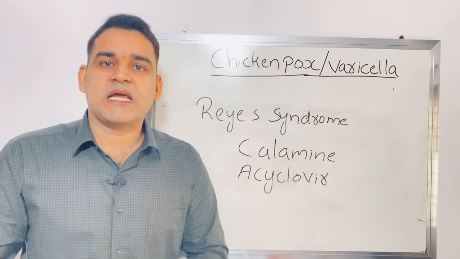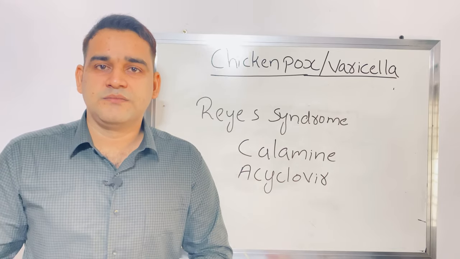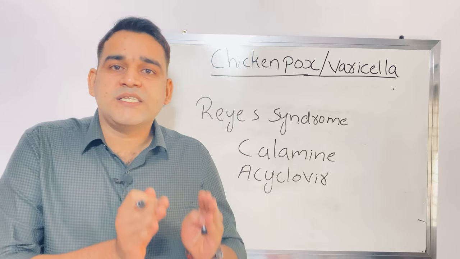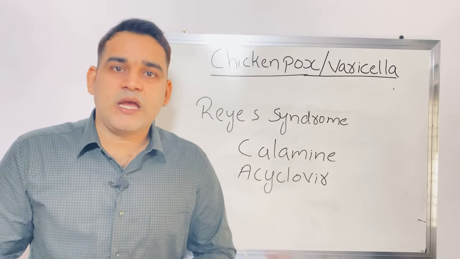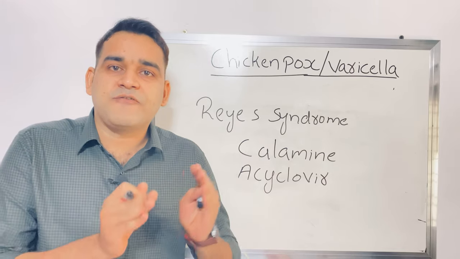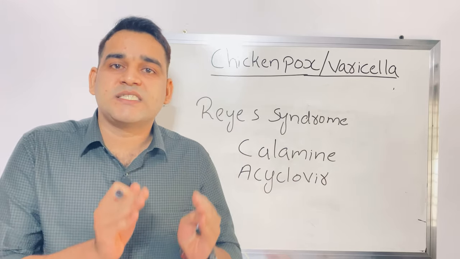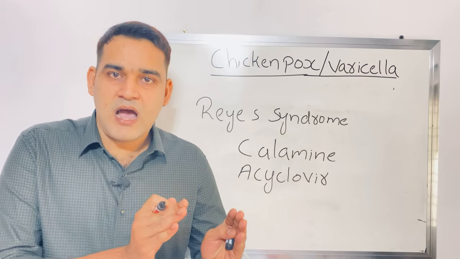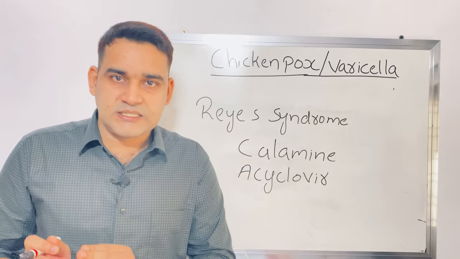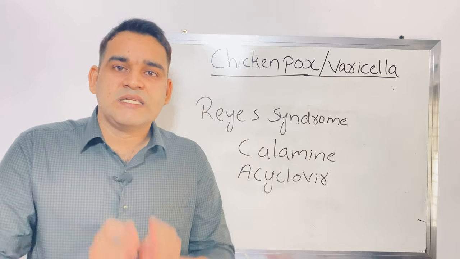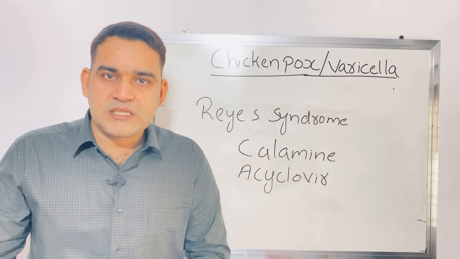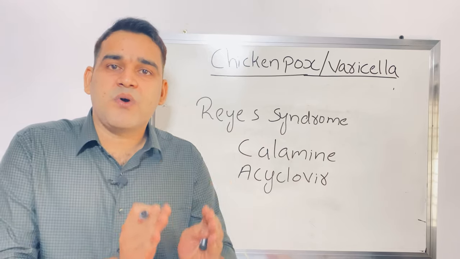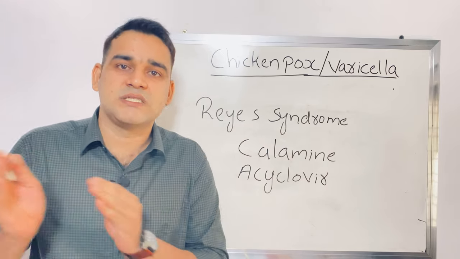Okay, next we can see regarding the control measures of the chickenpox. How to control chickenpox? First of all, you have to isolate the patient. You have to isolate the patient after the appearance of the rashes up to 6 days. Isolation means separating the infected person from a healthy person.